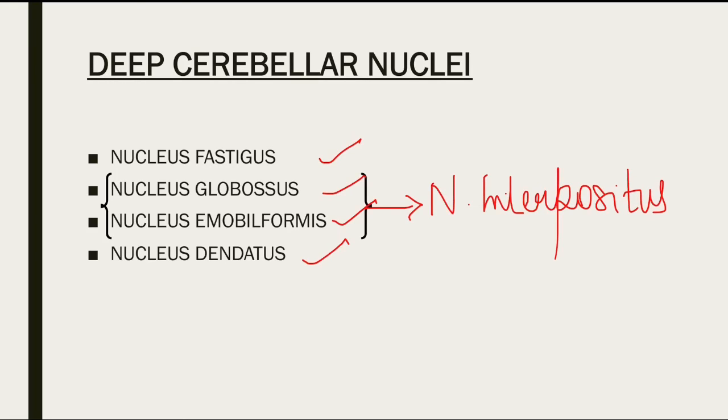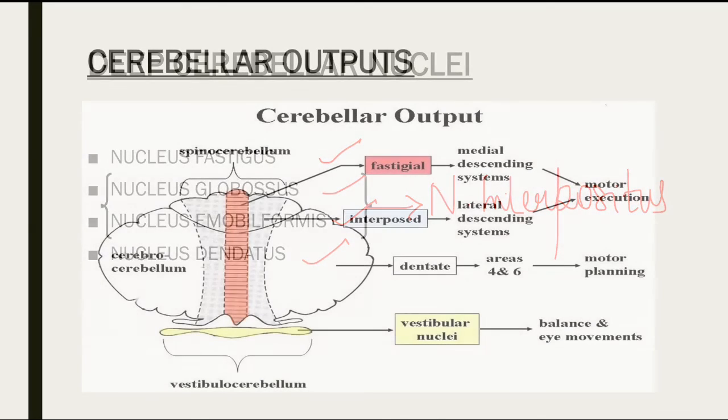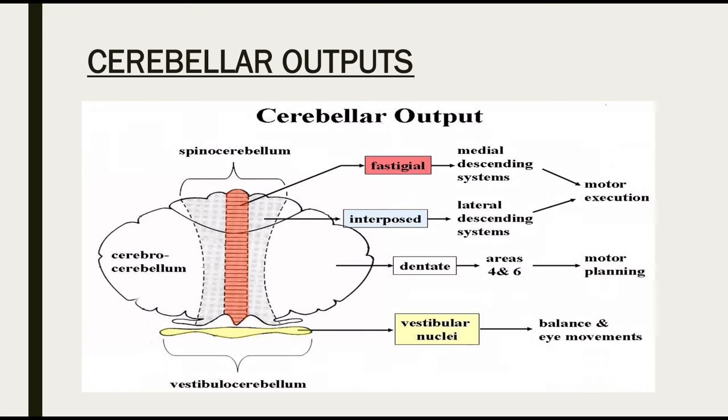Nucleus fastigius receives inputs from the vermal portion. The nucleus globosus and nucleus emboliformis, together known as the nucleus interpositus, receive inputs from the paravermal zone, and the nucleus dentatus receives inputs from the hemispheric portion, that is, the neocerebellum. Cerebellar outputs come from the vestibulocerebellum, spinocerebellum, and cerebrocerebellum. From the spinocerebellum, the outputs come from the paravermal and vermal portions. Both of them project to different deep nuclei.